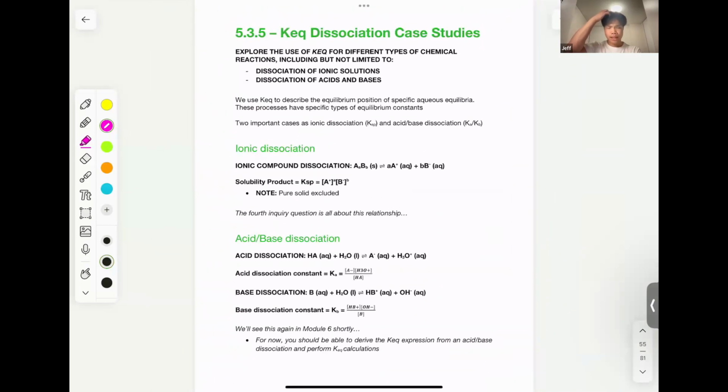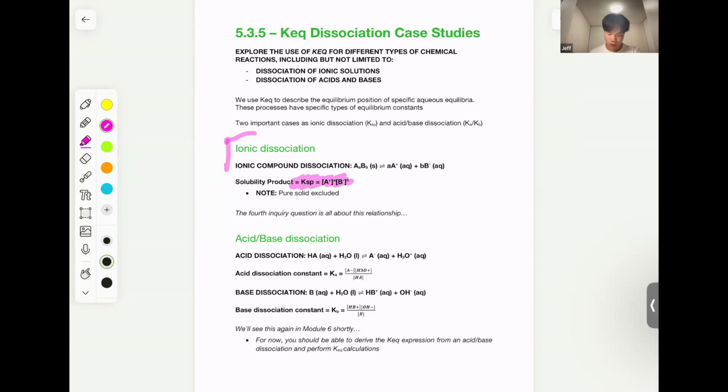You then have two case studies. We'll talk about ionic dissociation in the fourth inquiry question. Ionic dissociation basically just being dissociation from an ionic compound, and the K expression you form is what we refer to as the solubility product, or KSP.